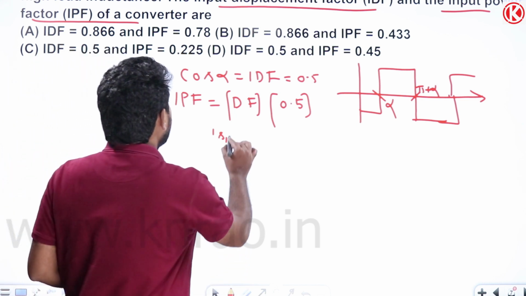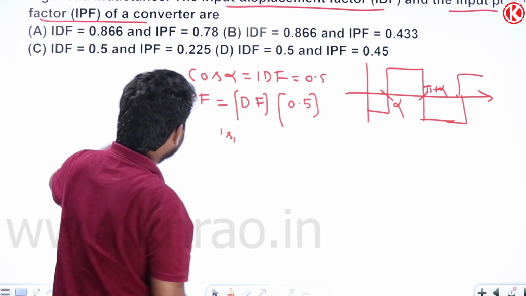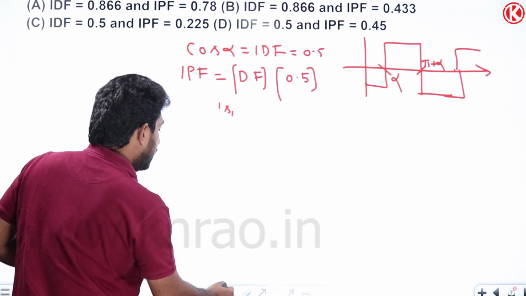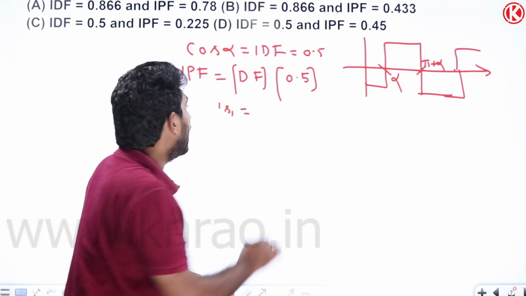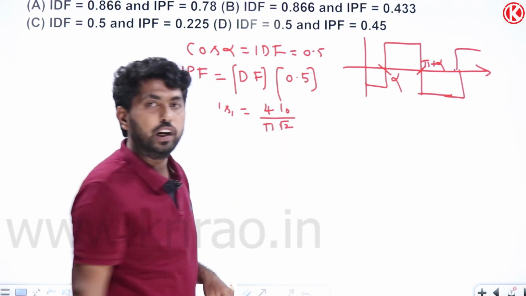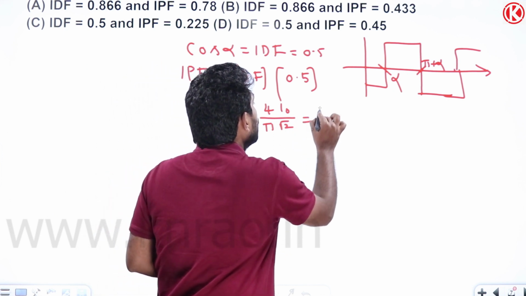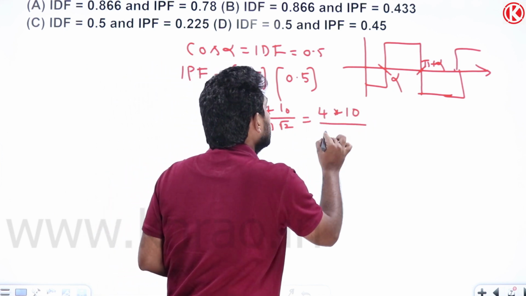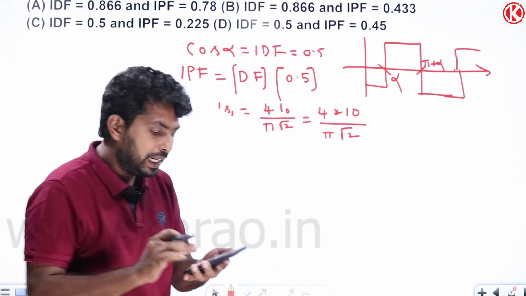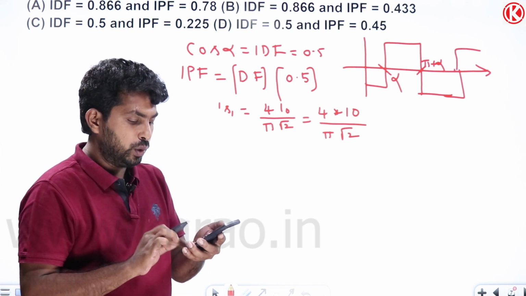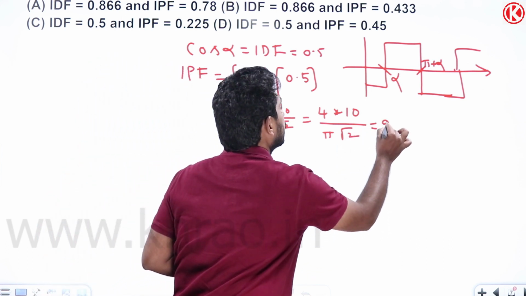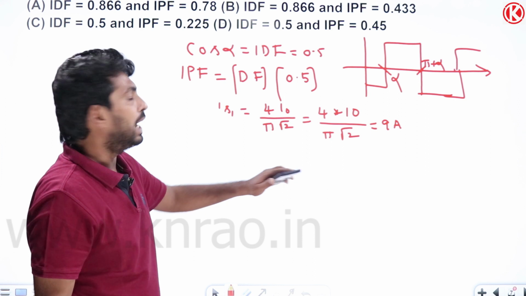How can we find the RMS value of the fundamental source current? I naught is given as 10 amperes. So IS1 equals 4 I naught by pi into root 2, which is 4 into 10 amperes, divided by pi into root 2, so 40 divided by pi into root 2, which is equal to 9 amperes. So we got IS1 as 9.